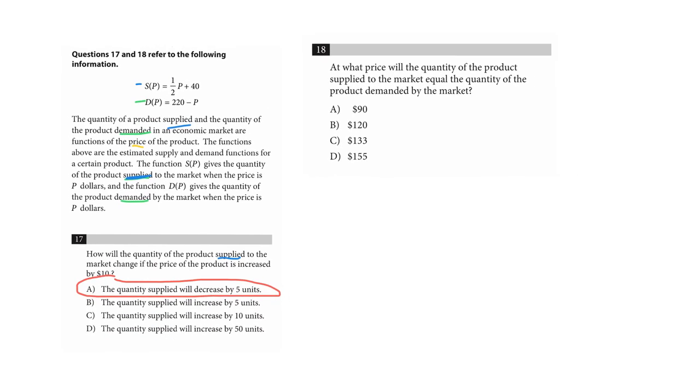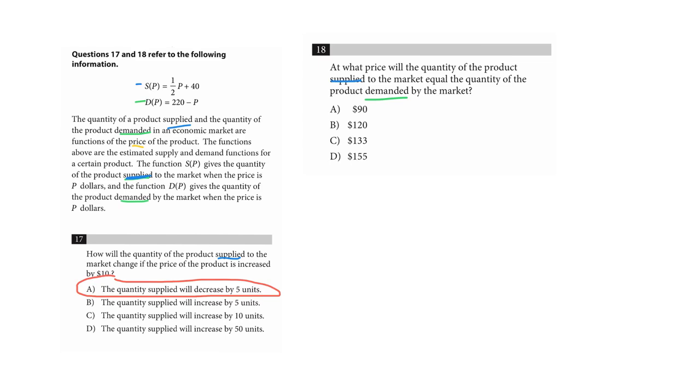All right. At what price will the quantity of the product supplied to the market equal the quantity of the product demanded by the market, right? So once again, we're analyzing the product supply denoted by the function here, and we're analyzing the product demanded denoted by the function here, and we want to know at what price will the quantity of the product supplied equal the quantity of the product demanded. That's nothing more than setting this function equal to that function and then finding out what P would cause these to be equal to each other.